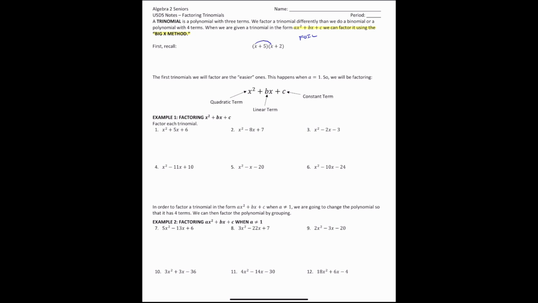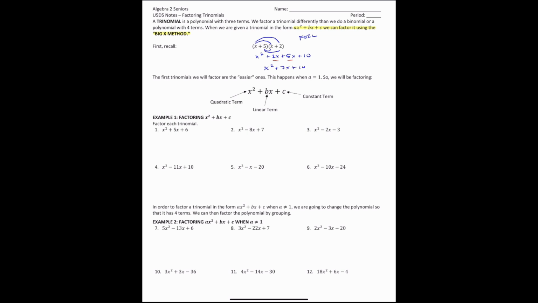We'll multiply the first terms, so x times x is x squared. Then we multiply the outer terms, so x times 2 is 2x. Then the inner terms, so positive 5 times x, that's 5x. And lastly, we multiply the 5 and the 2, which gives us 10. Then we combine the like terms, and you'll get x squared plus 7x plus 10.